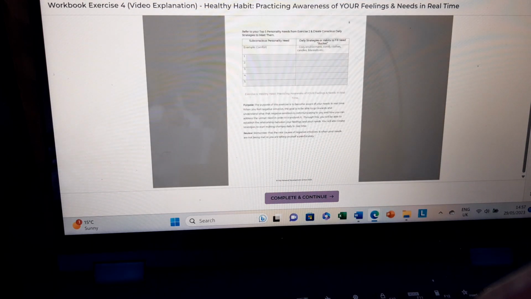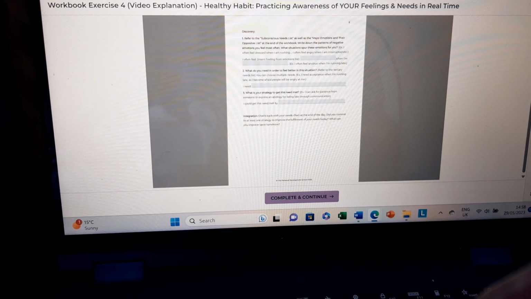So this brings us to exercise number 4. This is all about practicing the awareness of your feelings and needs in real time. The purpose of this exercise is to become aware of your feelings and needs in real time. And when you feel negative emotion, the goal is to be able to go inwards and understand what negative emotion is communicating to you and how you can address the unmet need in order to transform it. Through doing this, you will be able to establish the relationship between your feelings and needs. You will also create strategies to start making changes that are daily in real time.